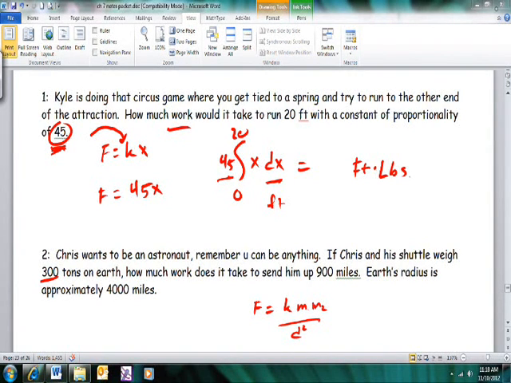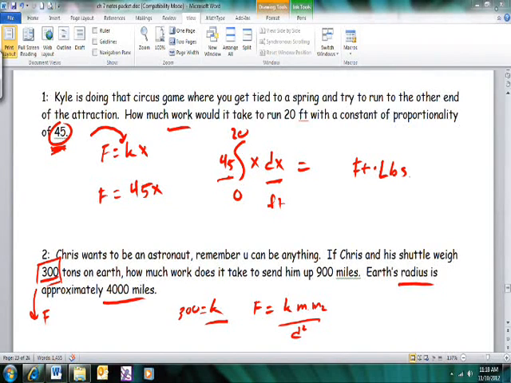All right, so this one isn't quite as straightforward as the last one, or at least it doesn't look like that at first. I don't know what the mass of the Earth is, I don't know what the mass of the shuttle is, and I don't know what k is. But I do know that a shuttle weighs 300 tons on the Earth. This is a unit of force. So 300 tons equals some constant on the top over our distance squared. On the surface of the Earth, we're going to use the radius of the Earth to be the distance.